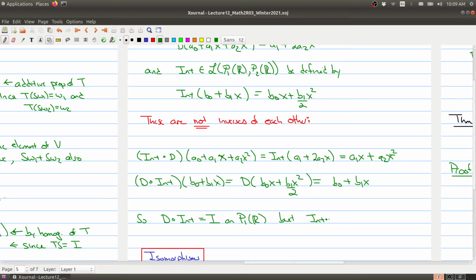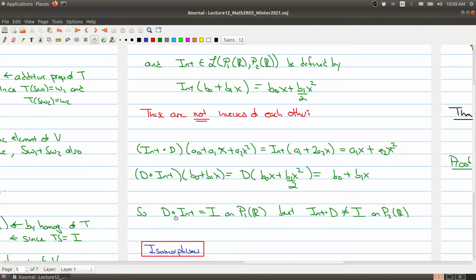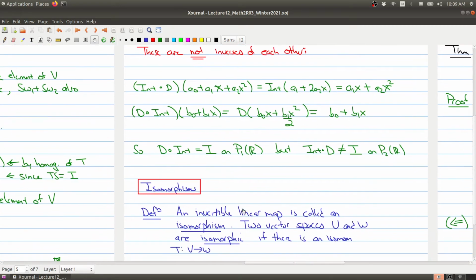So if you first take the derivative and then you integrate, you don't get the identity function on P2R. Right? Because what happens is when you take the derivative, you lose the constant information, and when you integrate, you don't see it back anymore. So you get something that does not behave like the identity function. So it looks like in one direction we get the identity, but we don't have it for both. So it fails to be an inverse.